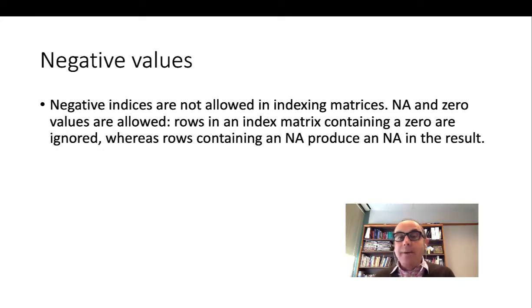One of the common questions I get with regard to the matrix is, what do we do with negative values? In the case of negative numbers or NA values, rows in an index matrix containing 0 are ignored, whereas a row containing NA produces an NA result. Basically, you cannot pursue the calculation.